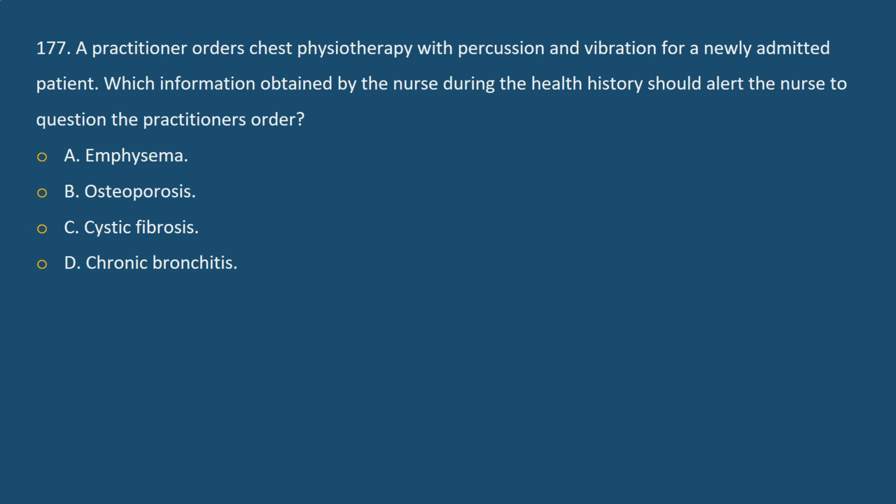Question 177. A practitioner orders chest physiotherapy with percussion and vibration for a newly admitted patient. Which information obtained by the nurse during the health history should alert the nurse to question the practitioner's order? A. Emphysema. B. Osteoporosis. C. Cystic fibrosis. D. Chronic bronchitis.